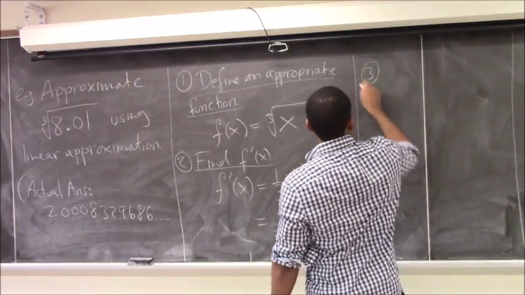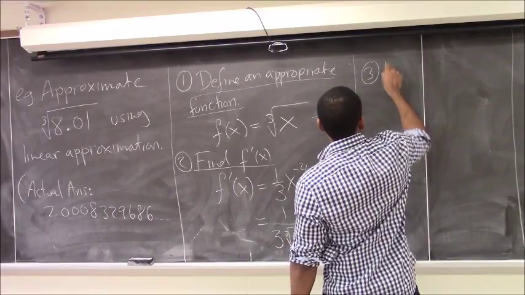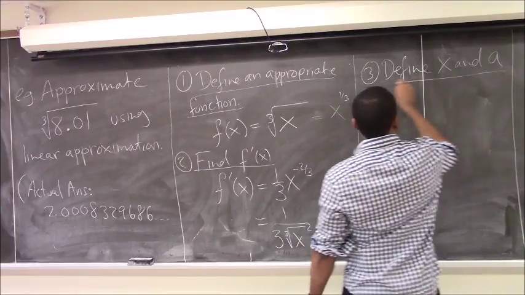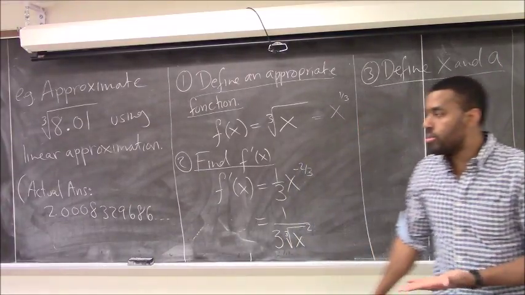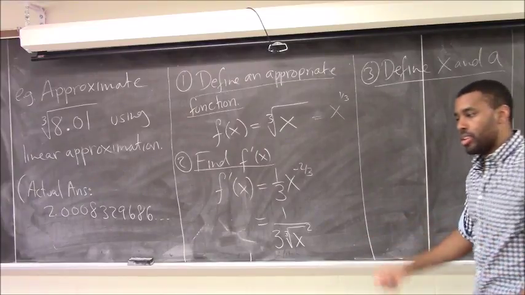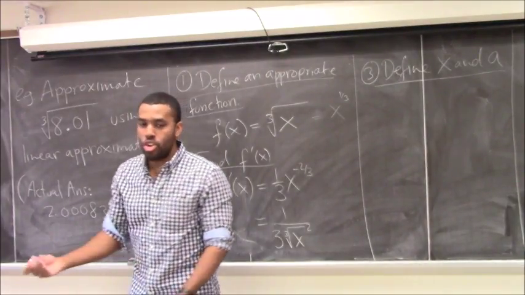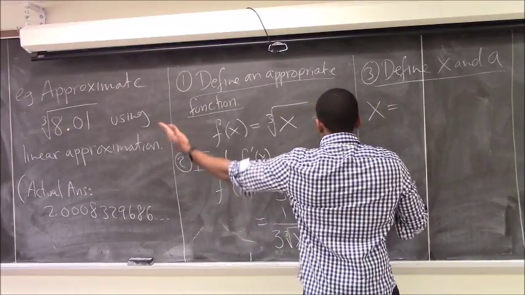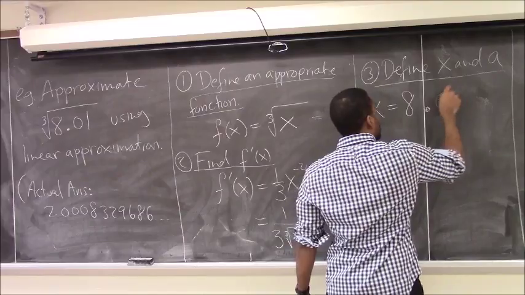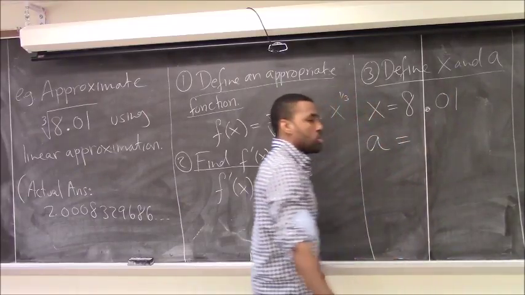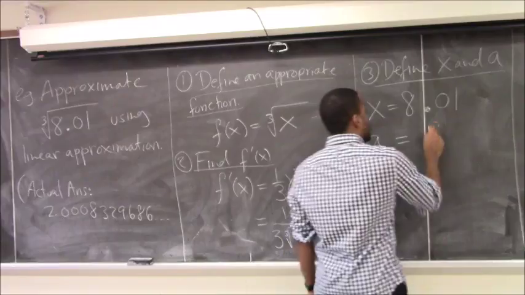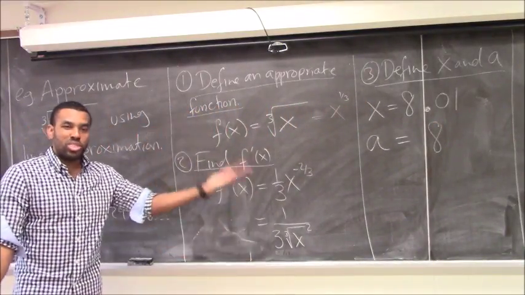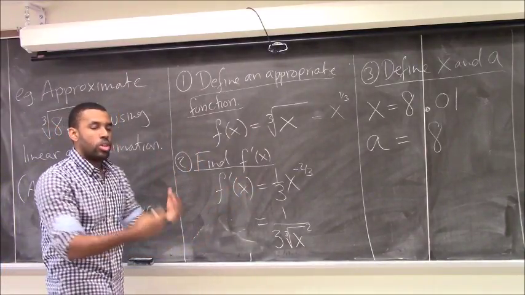Okay, so the third thing I would do is define your x and your a. Now remember, the x is the actual value that you want to find, but your a is the nice value that's super close to that x value that you already know all the information for. So here your x would be equal to? 8.01. That's the guy I don't really know about, but my a is something close to that I do know the cube root of. 8. Just 8. Right, so that's super close. There are a lot of other numbers that I know the cube root of, but I want to choose the closest one because this approximation really works when the numbers are close together.